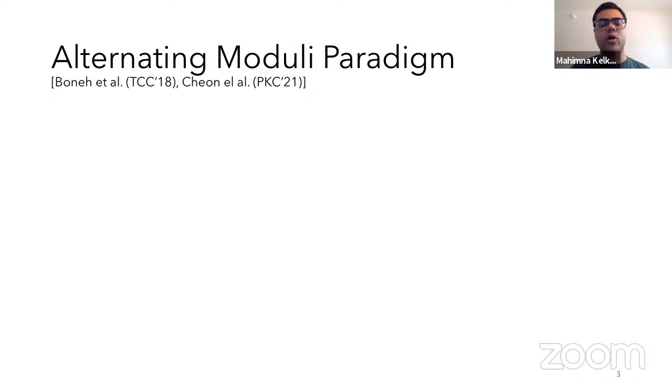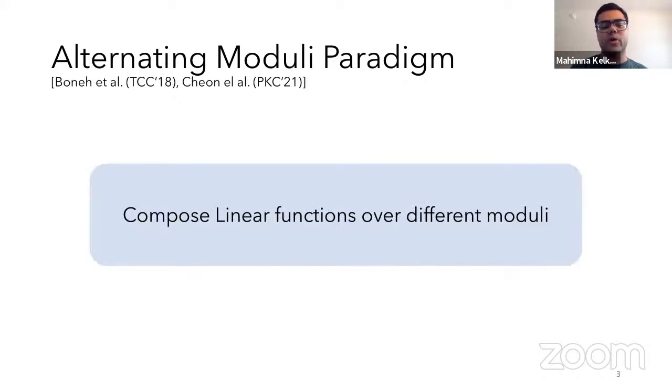So our work continues this research direction started by Bonnet et al. and continued by John et al. And they proposed this alternating moduli paradigm, where the basic idea is to compose linear functions over different moduli. And since most of the computation is linear, it should be easier to evaluate in MPC. And the hope is that this mixing of different moduli is enough to resist attacks. And a lot of careful cryptanalysis was done by the two works that I mentioned.